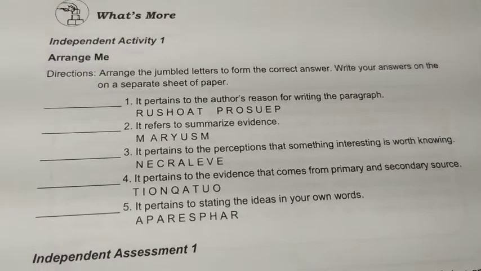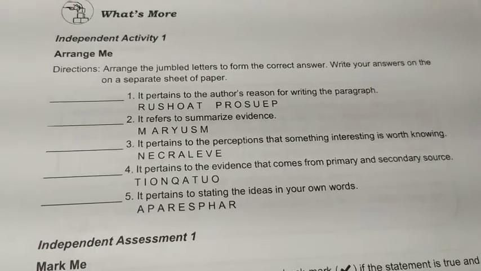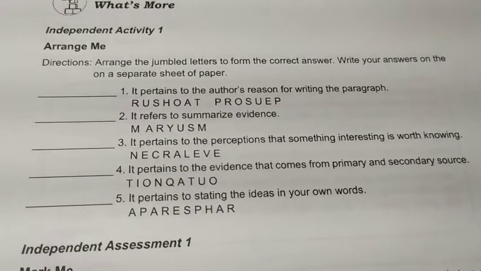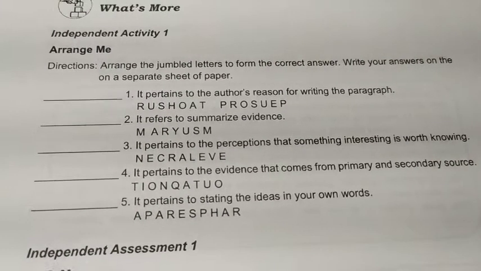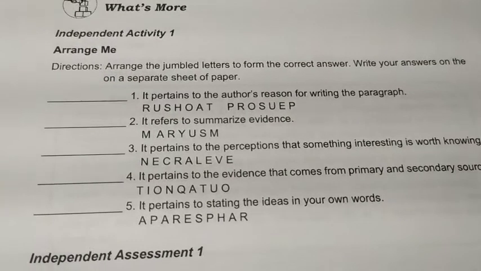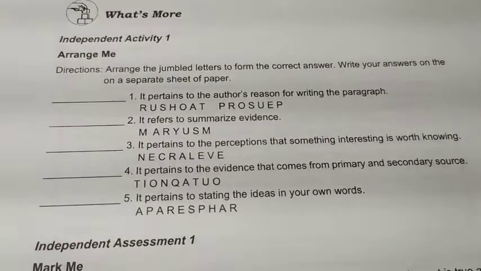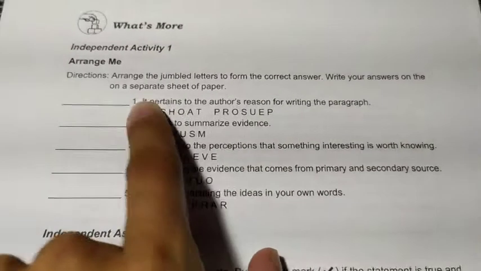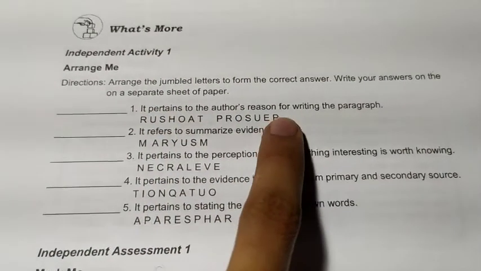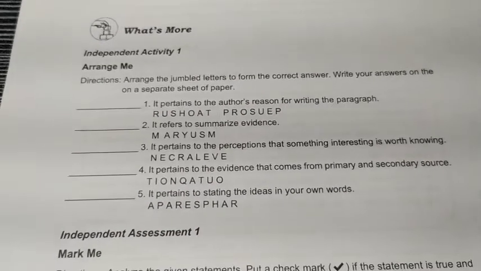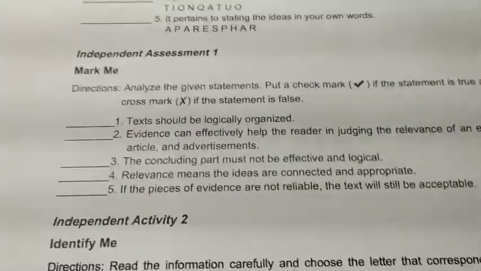So we will proceed to the activities. So arrange me. We have jumbled letters here. You will rearrange them, and after rearranging them, you will have your answer. And we have a clue in each number. So it pertains to the author's reason for writing the paragraph. Rearrange it and write it on a separate sheet of paper.